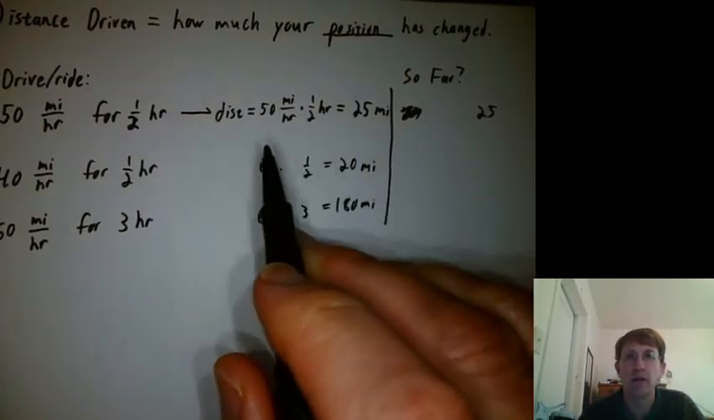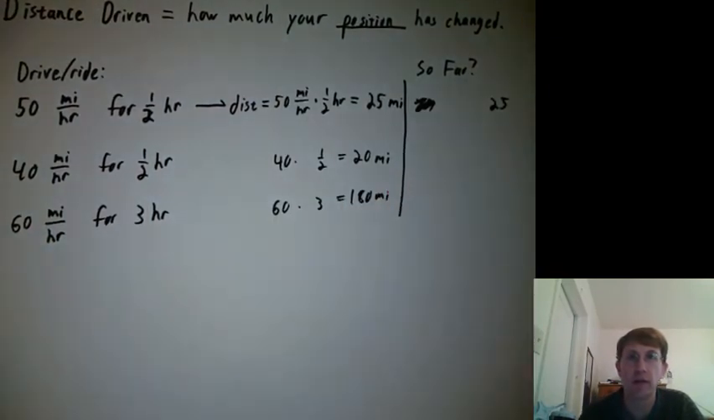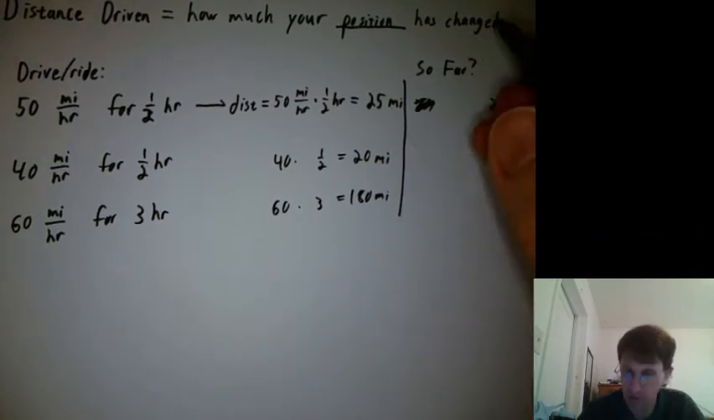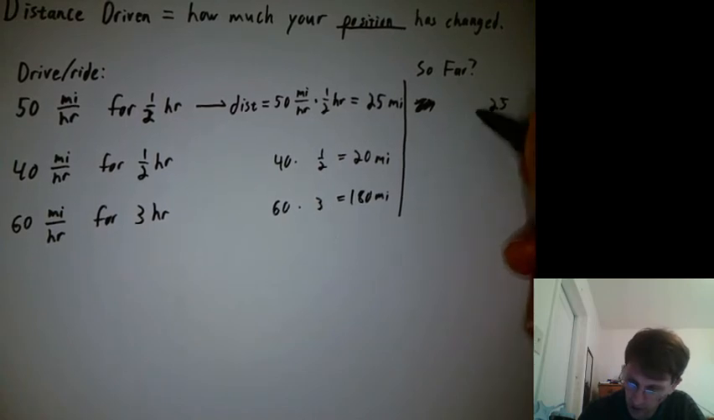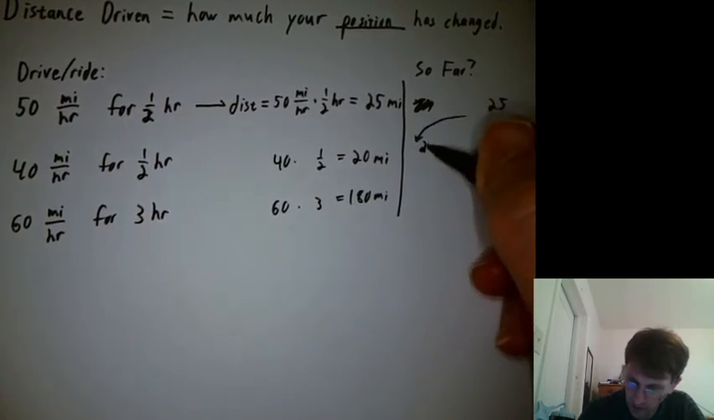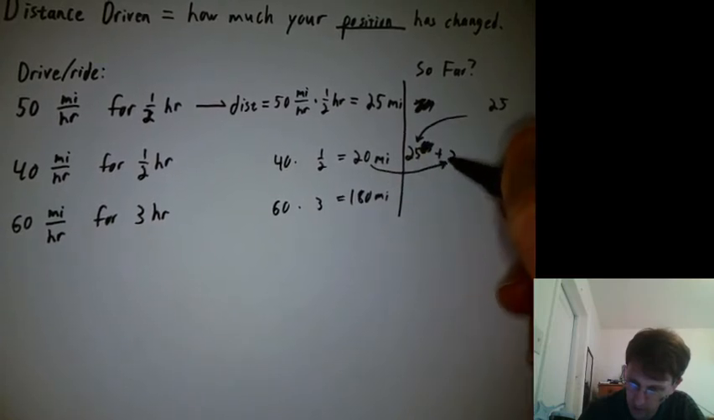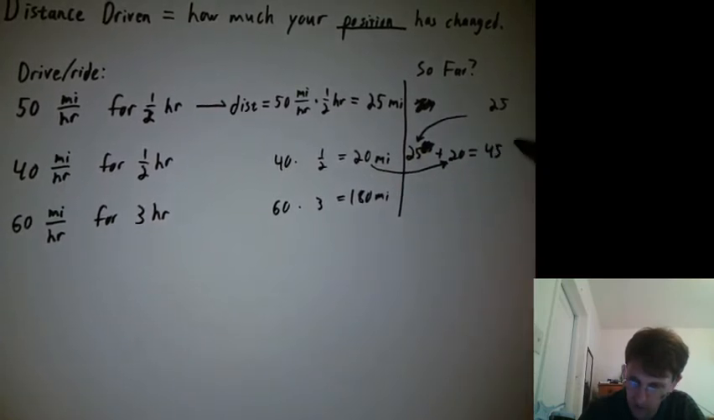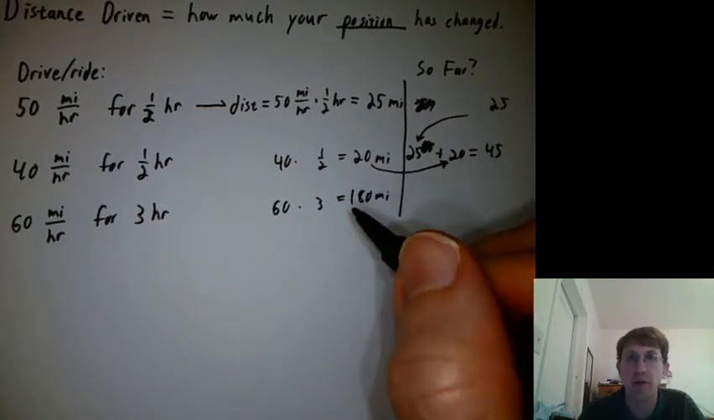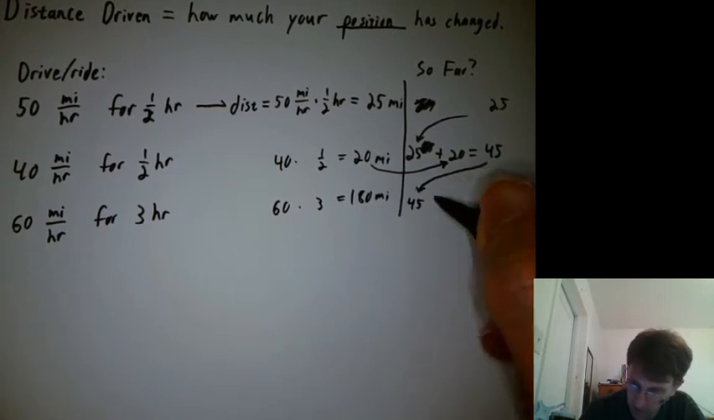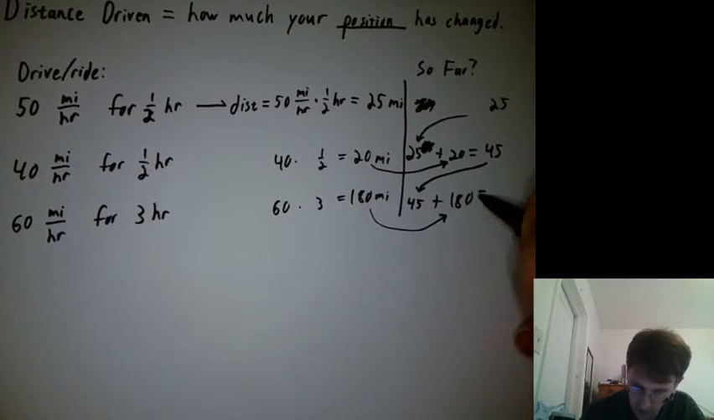How far have you gone total by the end of this time block? You went the 25 plus the 20 that you just drove or rode. So you'd say it's this 25 plus this 20 gives you 45. And then how far have you gone total by the end of this time block? You'd say it's this 45 plus this 180, which would be 225, right?